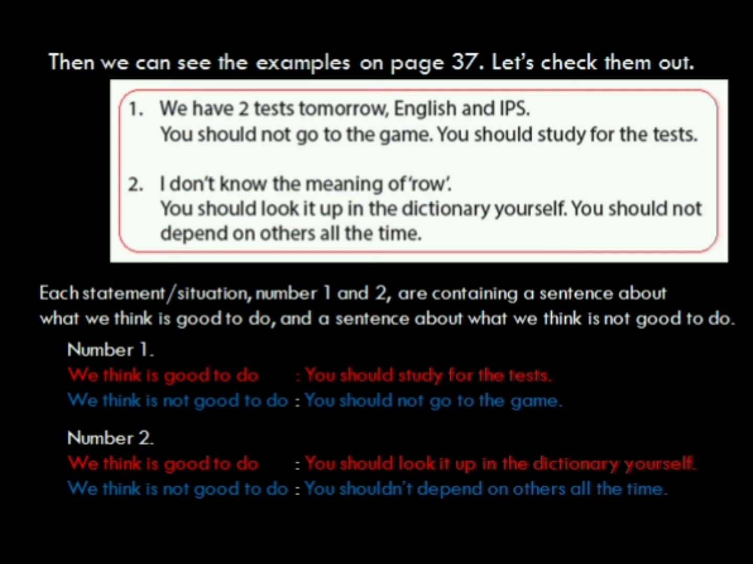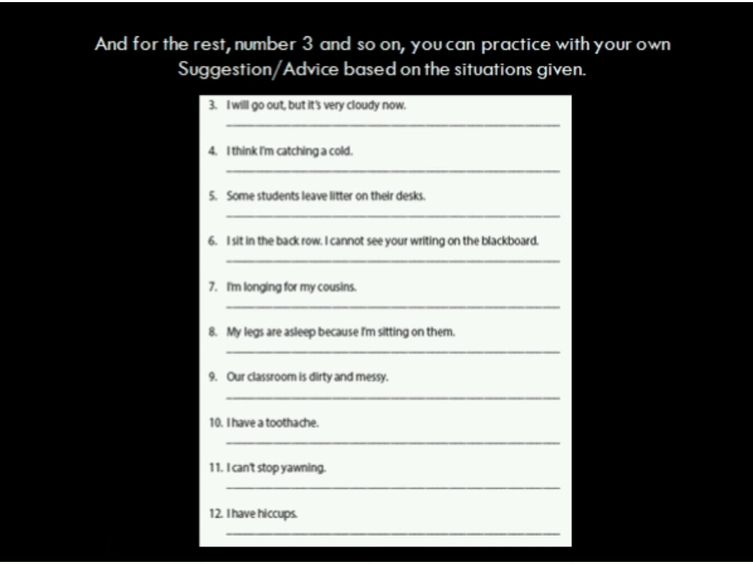Each statement or situation, number 1 and 2, are containing a sentence about what we think is good to do and a sentence about what we think is not good to do. Number 1, we think is good to do: you should study for the test. We think it's not good to do: you should not go to the game. Number 2, we think it's good to do: you should look it up in the dictionary yourself. We think it's not good to do: you shouldn't depend on others all the time. And for the rest, number 3 and so on, you can practice with your own suggestion or advice based on the situations given. Well, you can do this later for your exercise.